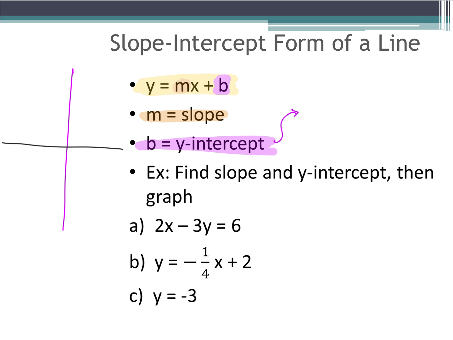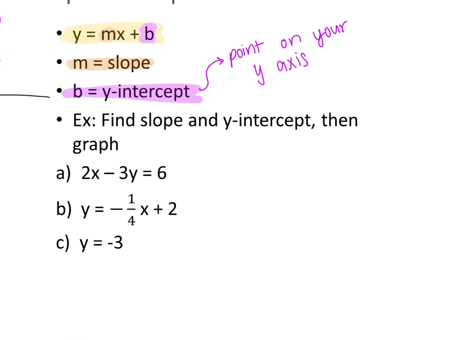Your y-intercept, B. Where am I putting my B? This is the point on your y-axis. So whatever number your B is, let's just say y equals 1/2 x plus 5, I'm going to put a dot on number 5. That's all your B is used for. Isn't it where your line crosses it? It's where your line intersects your y-axis, yes. Easy money. So find slope and y-intercept, then graph.